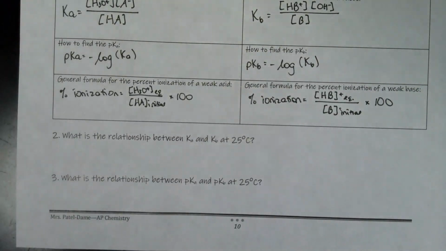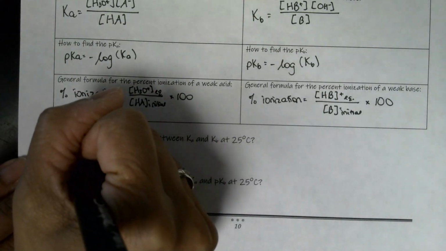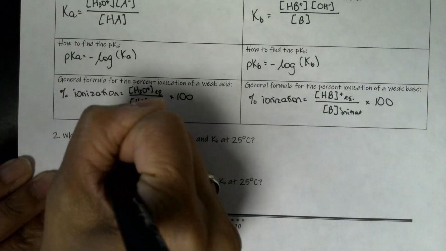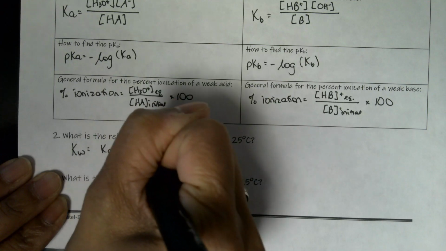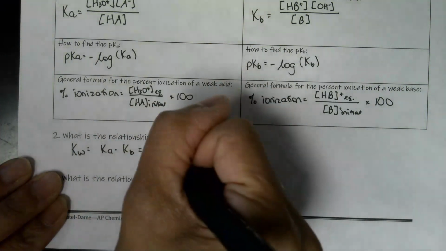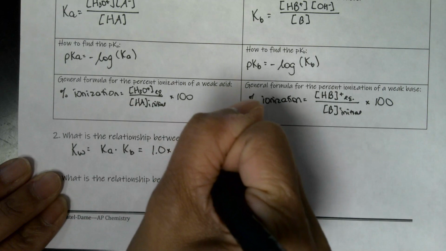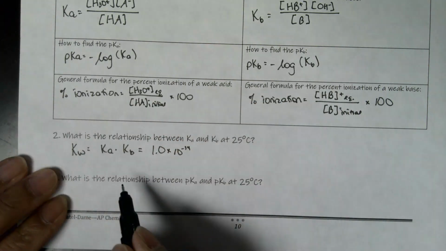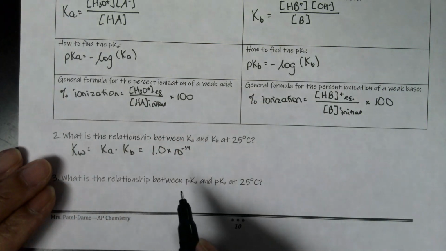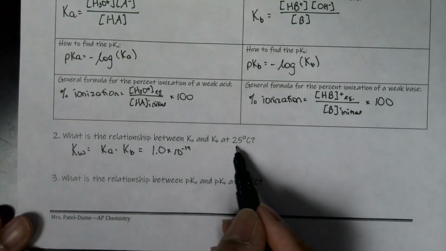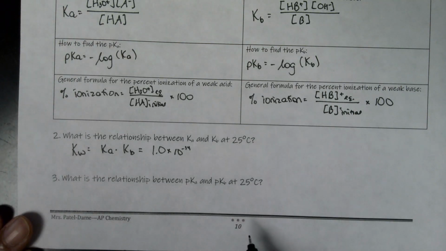So if you recall, when we had the concentration of H plus times the concentration of OH minus, that equaled your 1 times 10 to the negative 14. The same thing is going to happen here for your Kw. So your Ka times your Kb is equal to 1.0 times 10 to the negative 14th. Recall that this is K, so it doesn't have a unit. And this is only at 25 degrees Celsius.